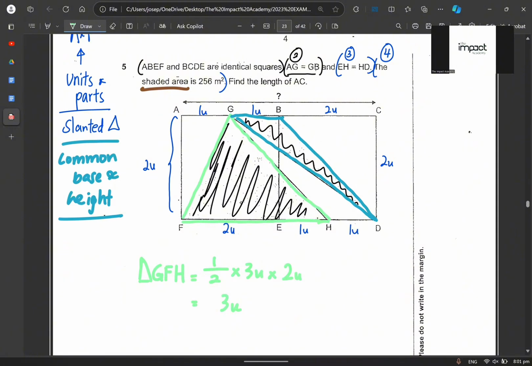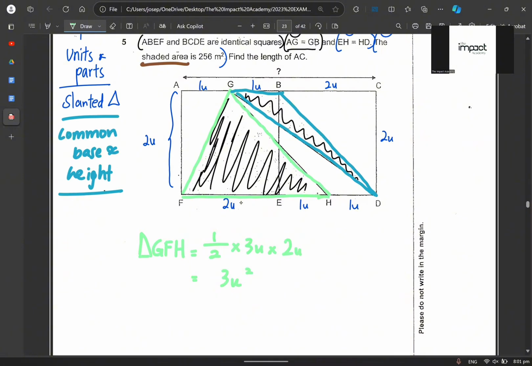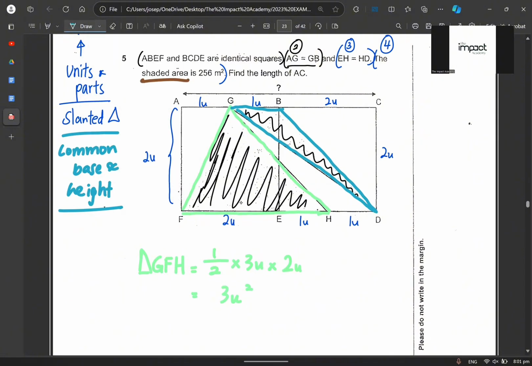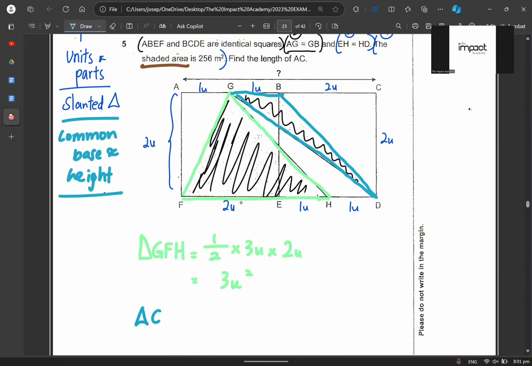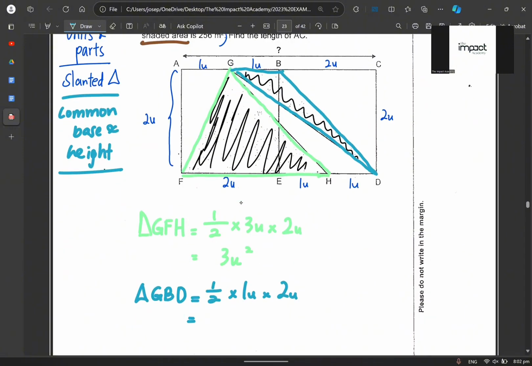Okay, very good. Then the next thing you want to find is, of course, the blue color triangle. All of you say the blue color triangle. Very good. That is triangle GBD. All of you can understand GBD? Half times 1 unit times 2 units. Am I making sense or not making sense? 2 times 1 is 1. So this is actually only 0.5 units squared. Am I making sense or not making sense?